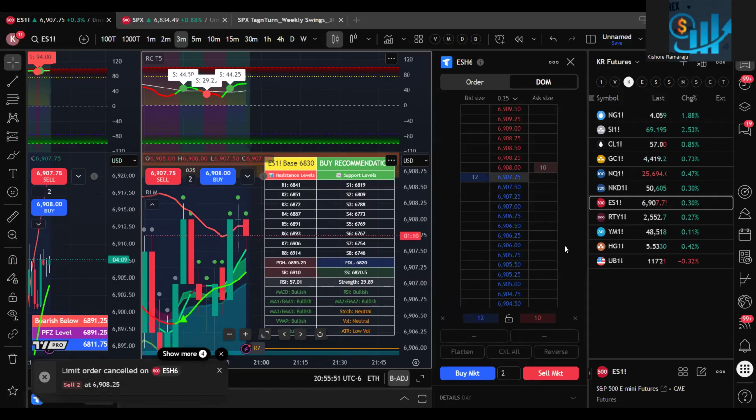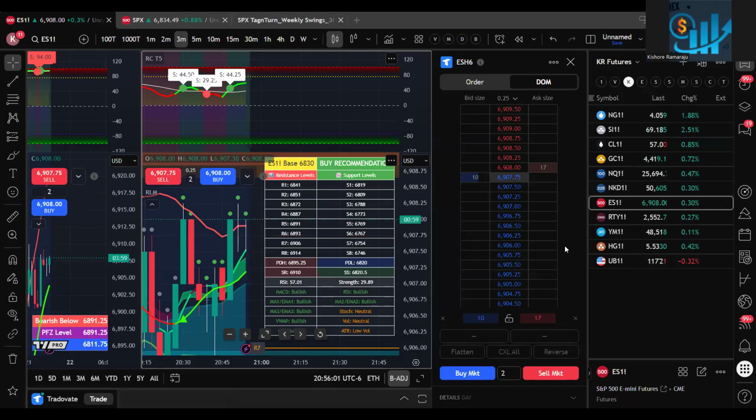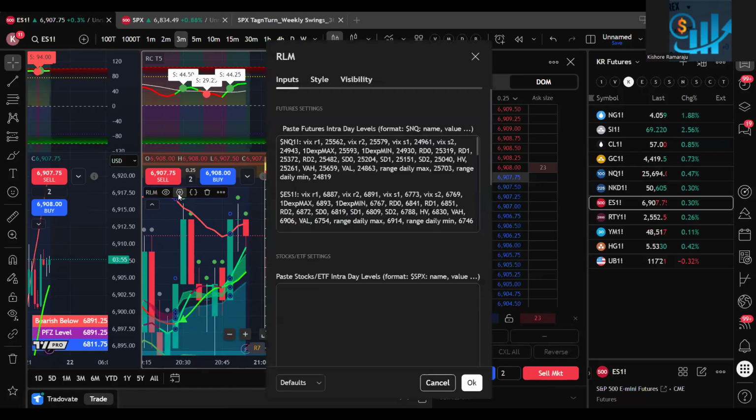RLM is basically a combo of SLM and FLM. So if you have a 6 months plan, you get RLM. If you have a monthly plan, you can get either FLM or SLM. So if you have a 6 months plan, it will help you to do both futures. You put levels for futures and stocks. Then it will do everything.